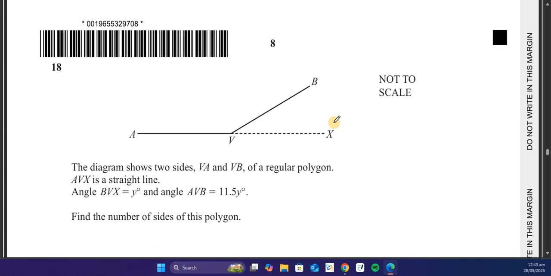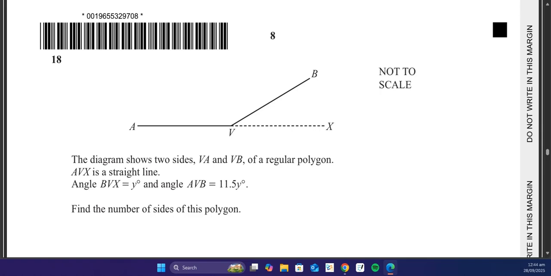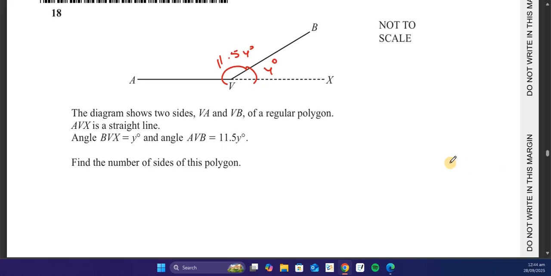Does that make sense? All right. The diagram shows two sides VA and VB of a regular polygon. AVX is a straight line, angle BVX is y, and angle AVB is 11.5y. Find the number of sides of this polygon. So we need to find the number of sides of the polygon.